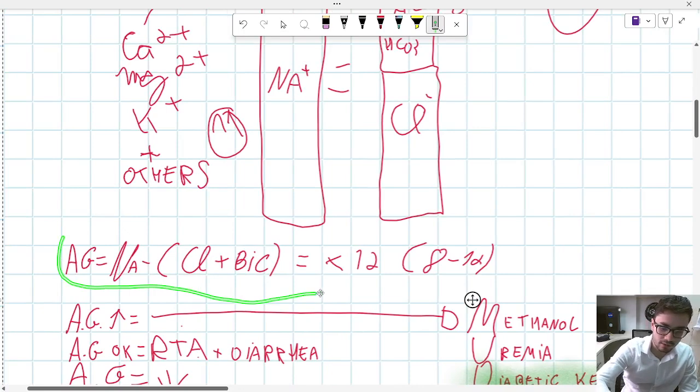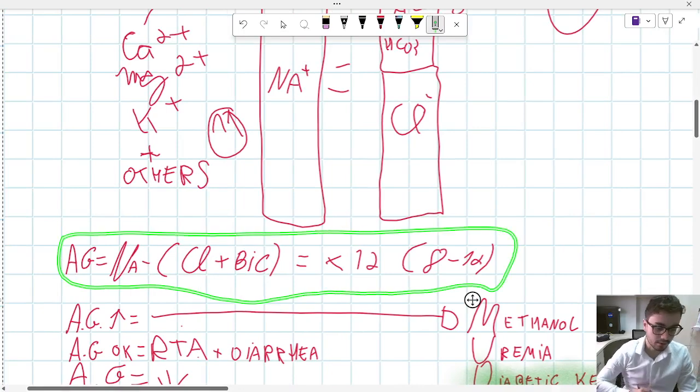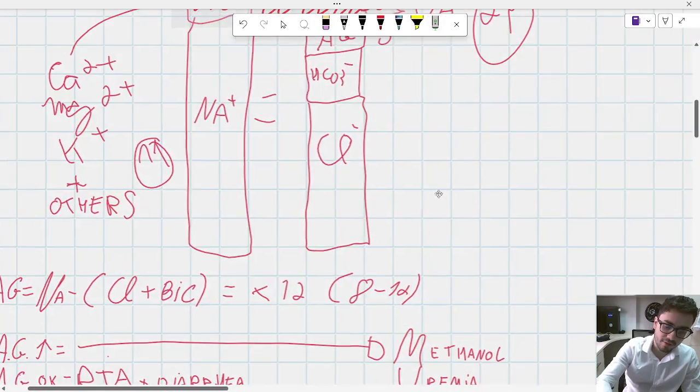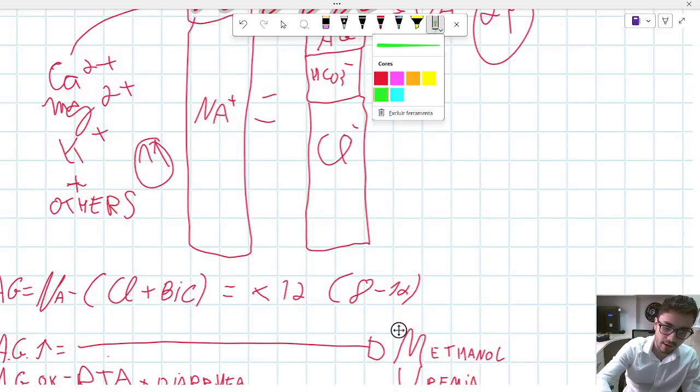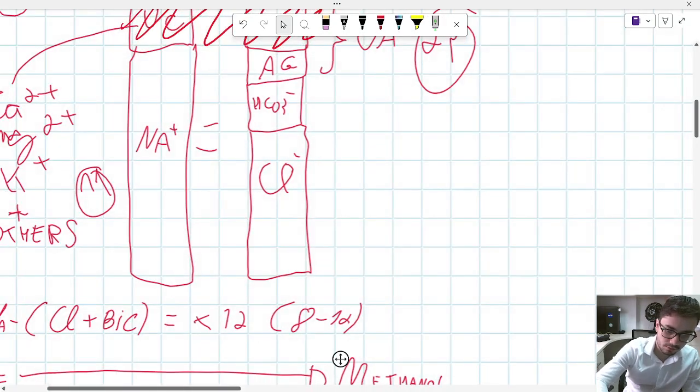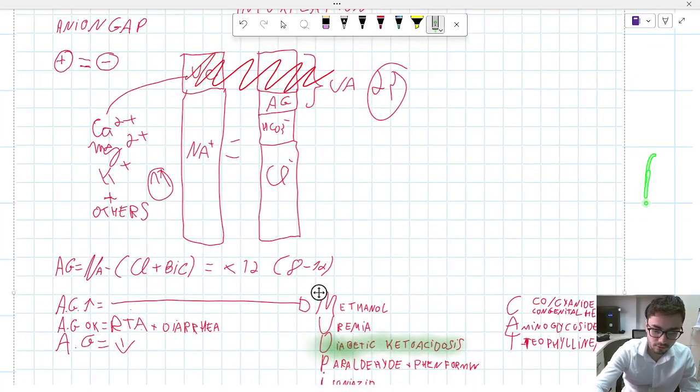The equation to calculate the anion gap is this one, okay? It's sodium minus chloride plus bicarb, and it equals 12, okay? Usually less than 12. You can see in references that this value can range from 8 to 12.